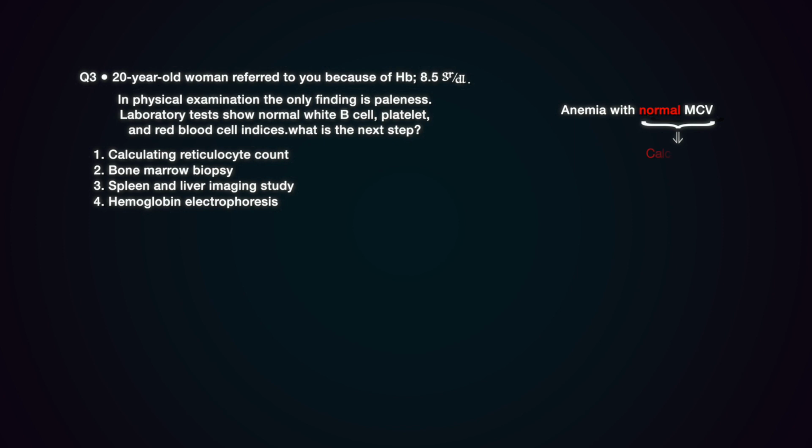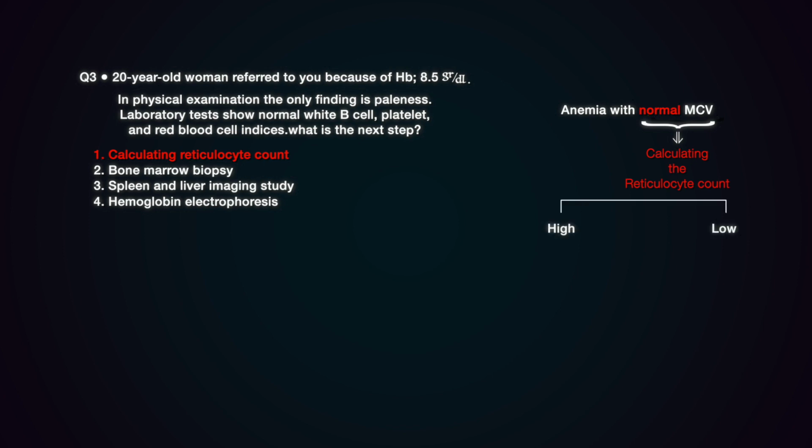In this case, the next step is calculating the reticulocyte count. As said before, reticulocytes are premature red blood cells in the bone marrow. So, the correct answer is option 1. The reticulocyte count can be high or low.